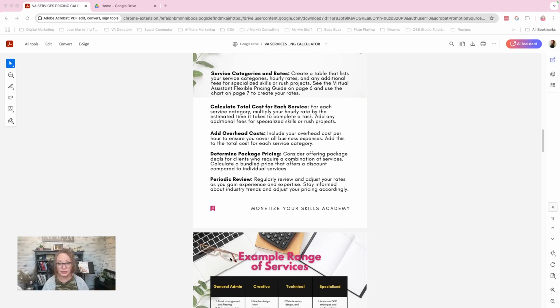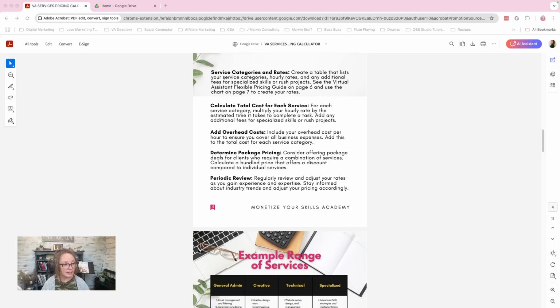Then we talk about determining your package pricing. That's really important too. Maybe you want to offer packages and not just do hourly. Then we talk about doing a periodic review, because you definitely want to look at your rates and maybe adjust them as you gain experience and become an expert in your field. You also want to stay informed about all the things going on in the industry and adjust your pricing accordingly. It's really good to know what your competition is doing.